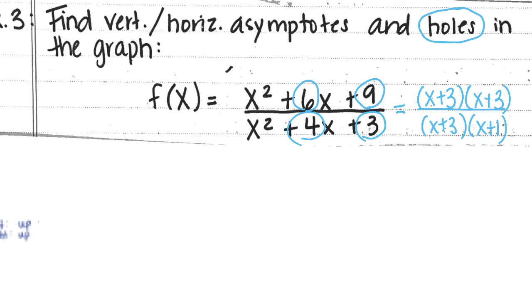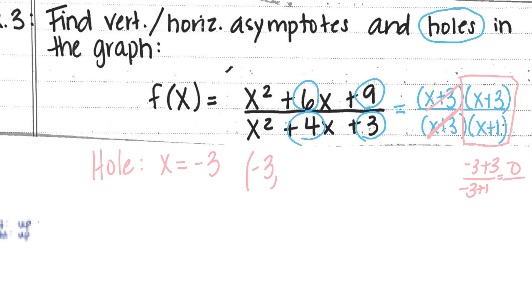So immediately you see things that can cancel out. If you can cancel out, that is what creates what we call a hole. So let's go ahead and cancel out our x plus 3, x plus 3. So I know there is a hole when that is equal to 0. It would be a negative 3. So at x equals negative 3, there's what we call a hole. Now to find that actual point, we want to plug in negative 3. Well, if I plug in negative 3 with what's left, I have negative 3 plus 3 and negative 3 plus 1. So I get 0 over negative 2, which is equal to 0. So there's actually a hole at negative 3, 0.